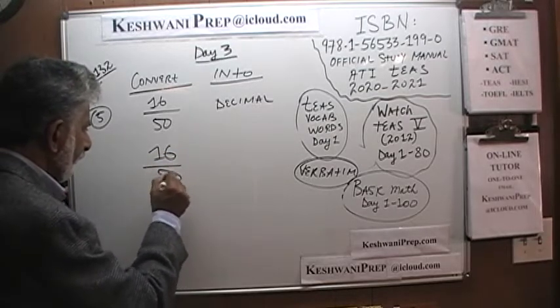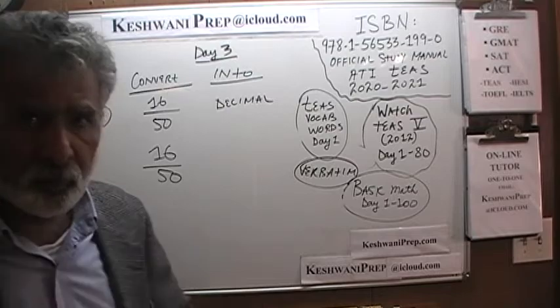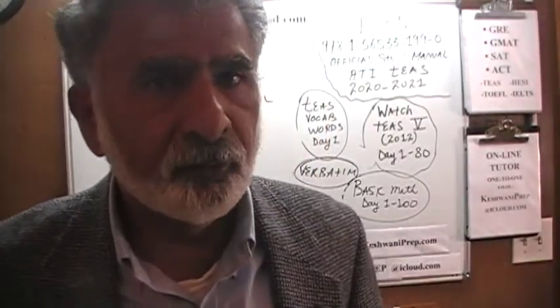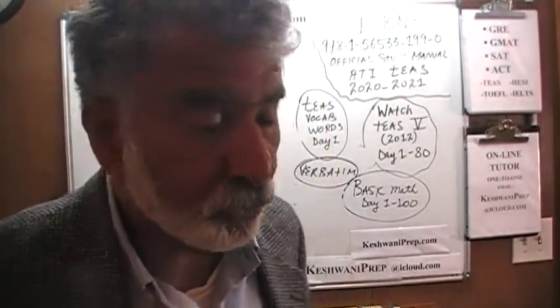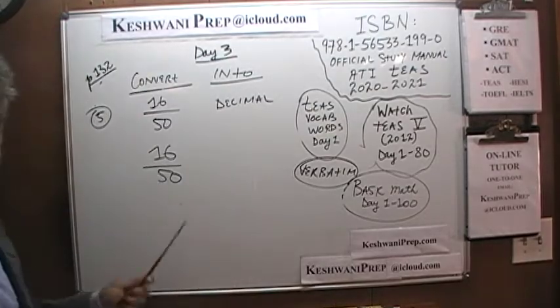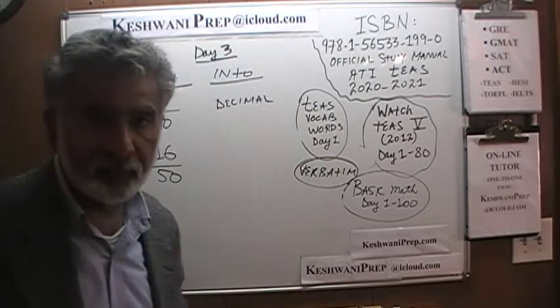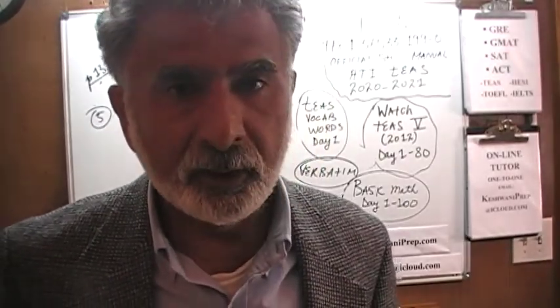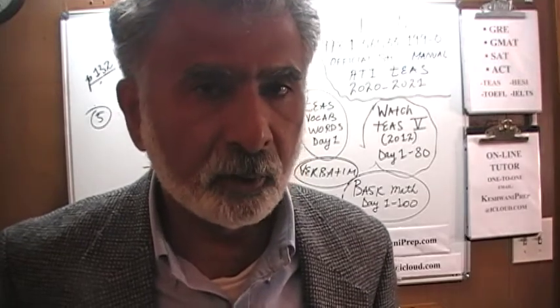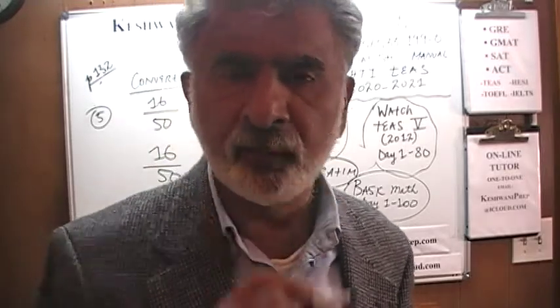Whenever we have to convert something into decimal, it always makes it easier. You could actually pick up the calculator, divide top and bottom in the calculator, and it will give you the decimal form. But if you're doing it by hand, it's much easier to divide any quantity by 10 or 100 or 1,000 or 10,000, any multiple of 10, because all we have to do is move the decimal places.